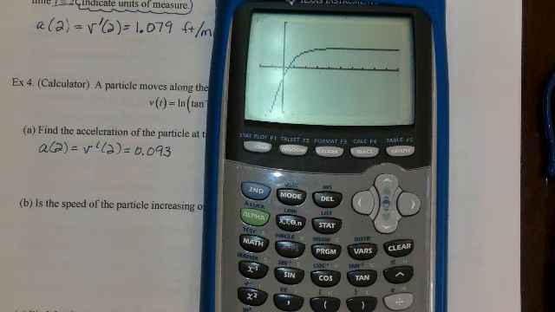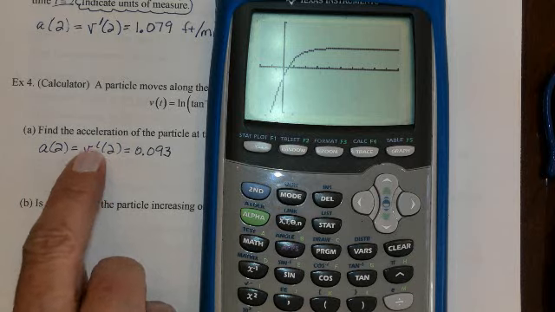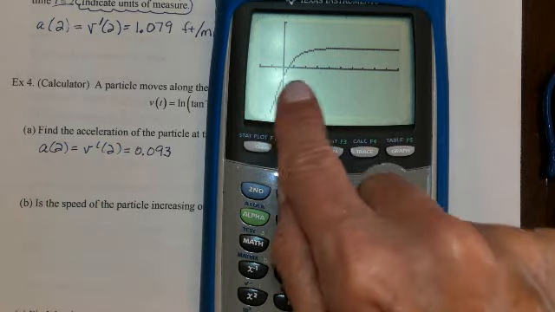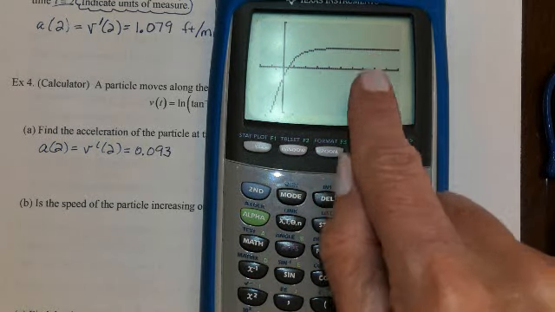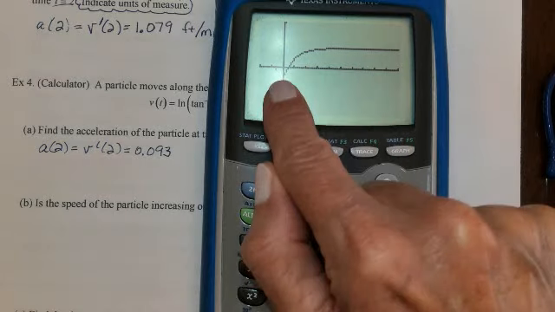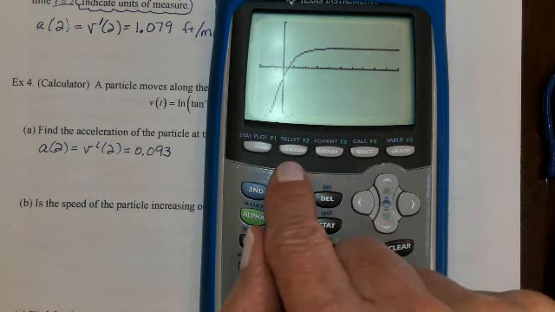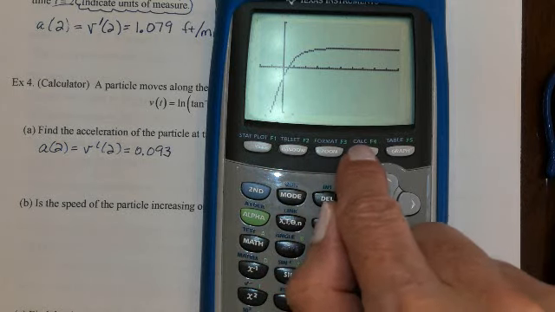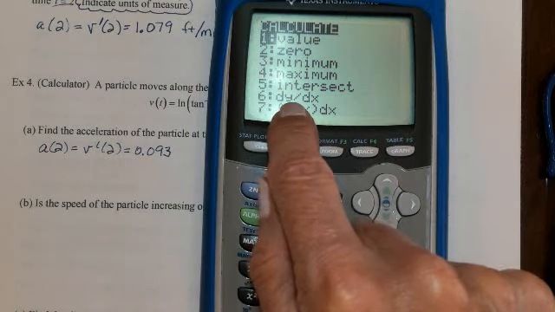Okay? All right, so we want the acceleration at time 2, and acceleration is the slope of the derivative of v at time 2, right? So the derivative of this at time 2, okay? So I can find the derivative of it at any point that I want. If I do calc, so second calc, look at what's here at number 6. That's the derivative.